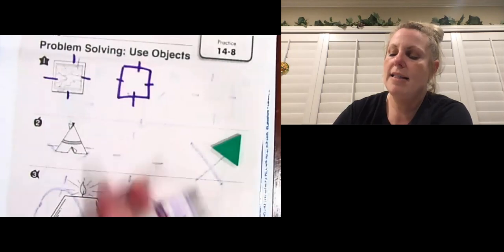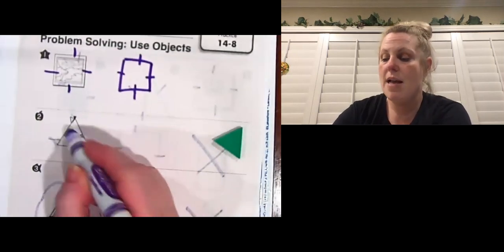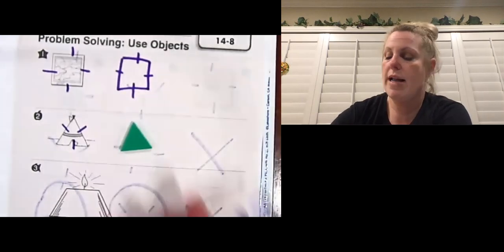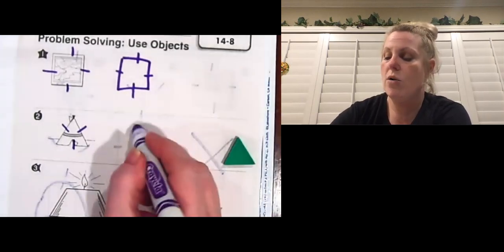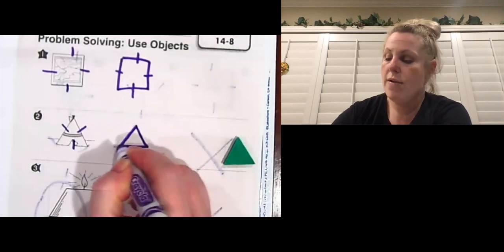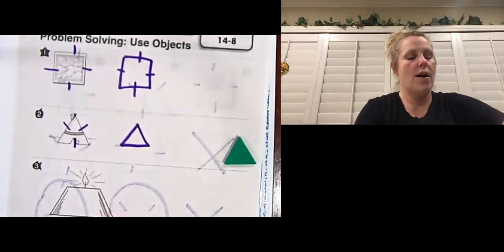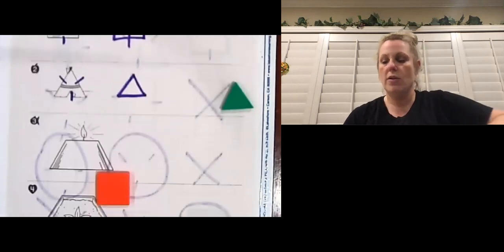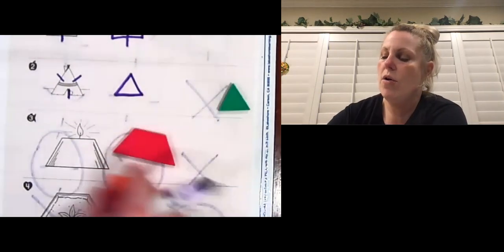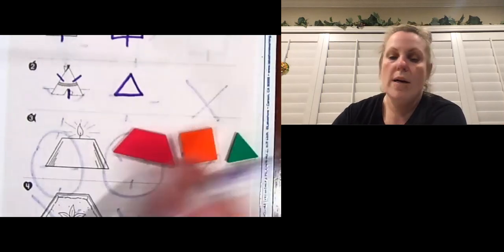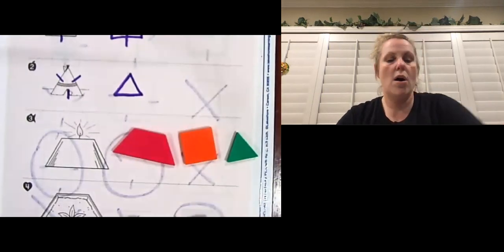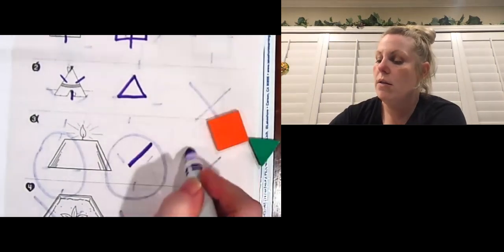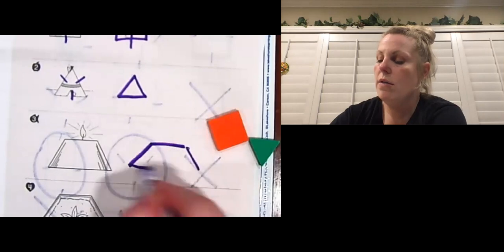Let's look at that TP. The TP has 1, 2, 3, and that looks most like a triangle. So we're going to draw a triangle. 1, 2, 3. And let's see if I have our other shapes. Oh, I do. This next one is a candle. And when we look at all 3 of these shapes, what is a candle most like? Well, our candle is most like the trapezoid. It goes long, long, short, long.